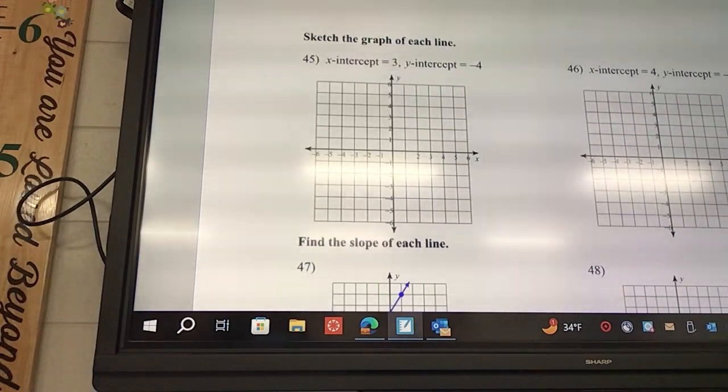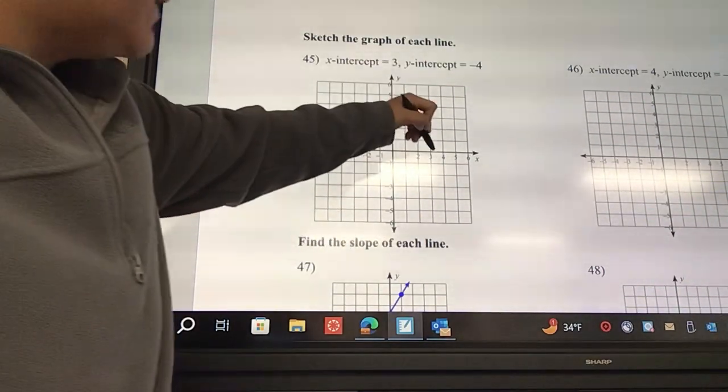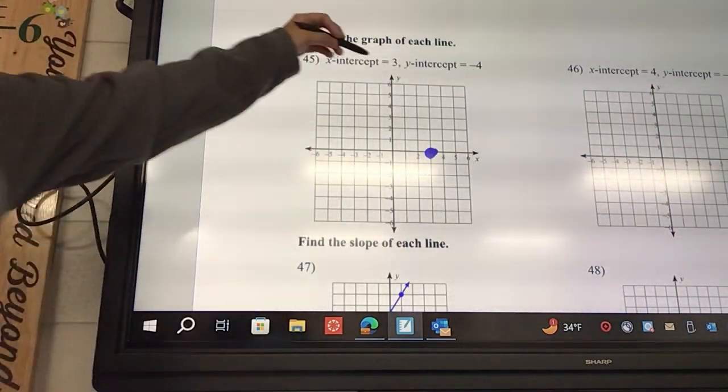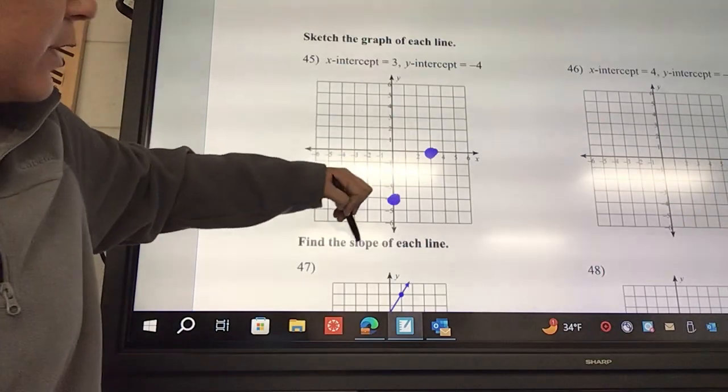Okay, sketch the graph for the x and y intercepts. For the x, you're going to go to the x line and find the 3 and put your dot. And for the y intercept, you're going to go to the y line and find the -4 and put your dot.